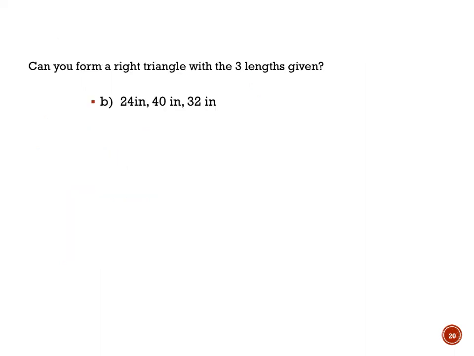Can you form a right triangle with the three lengths given? So we're going to do the same thing as we did the slide before. I know my largest length is going to be my c, and then my two smaller ones are going to be my legs, my a and my b. So we have a squared plus b squared equals c squared. So a is 24 squared plus b is 32 squared equals c is 40, so it'll be 40 squared.